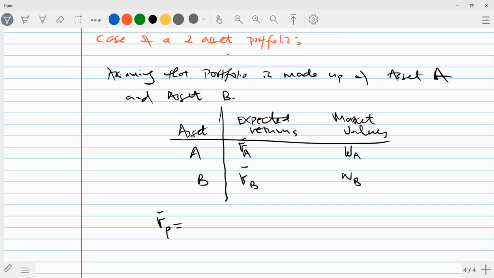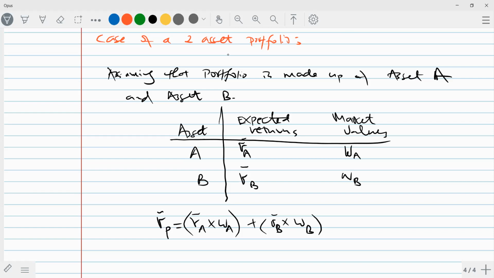So therefore it's going to be the return of A. We multiply by the weight of A. I think I already mentioned that, it is a weighted average. Return of A times weight of A, plus the return of B, we multiply by the weight of B. That's simply how we get the return of the portfolio. Simply determining what is the return of the individual assets that make the portfolio.